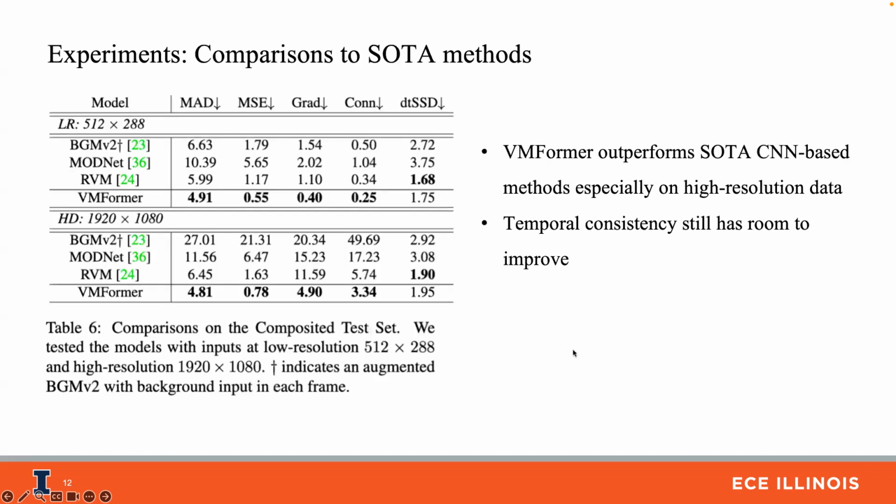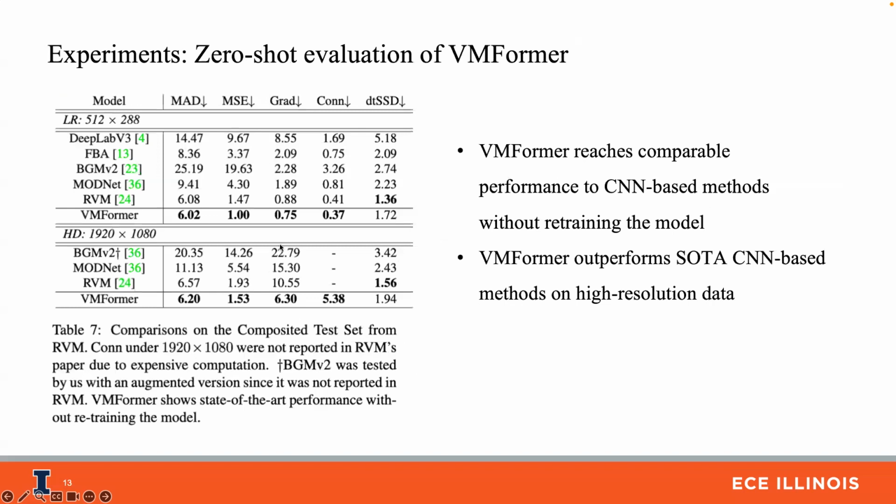Then we compare VMFormer to other state-of-the-art CNN-based solutions. We found that both on low resolution input and high resolution input, VMFormer can outperform these CNN-based methods, but it still has some room for improvement on temporal consistency. We further do some zero-shot evaluation of VMFormer on some other video matting benchmarks. We found that the model can also do a good job here.